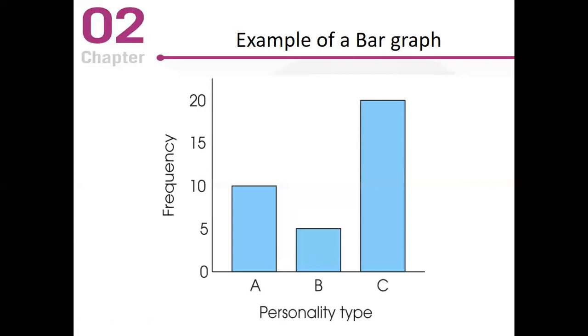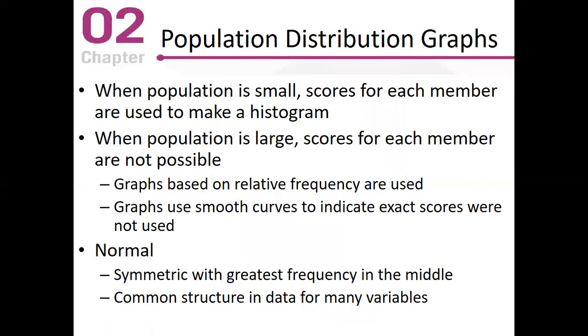Okay, so a histogram is for continuous numerical data. The bars are all together. When we have nominal categorical data, we use a bar graph and we put spaces between the bars because these are not numbers and this is not a continuous variable. These are different types of personality.